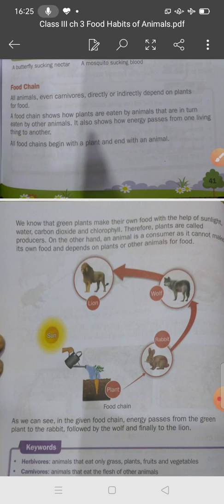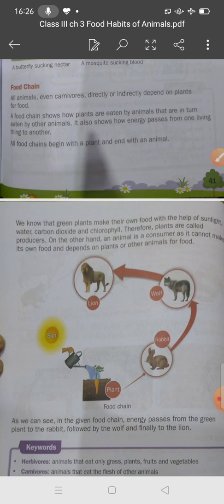Now students, you know green plants are autotrophs. They make their own food with the help of sunlight, through a process called photosynthesis. So what is photosynthesis? It is the process by which green plants make their own food with the help of sunlight, water, carbon dioxide, and chlorophyll. Plants are called producers or autotrophs.